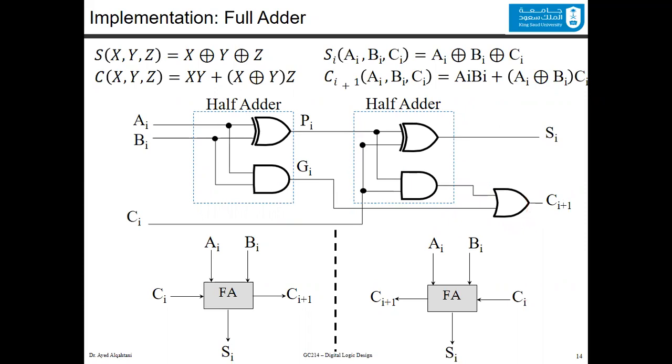Also, we will apply the idea of the iterative array now. Now, this is our cell that we are going to use, and based on this cell, we will try to use the iterative array method to get the other types of adders.